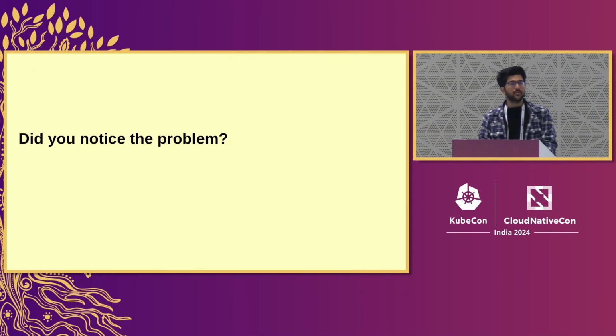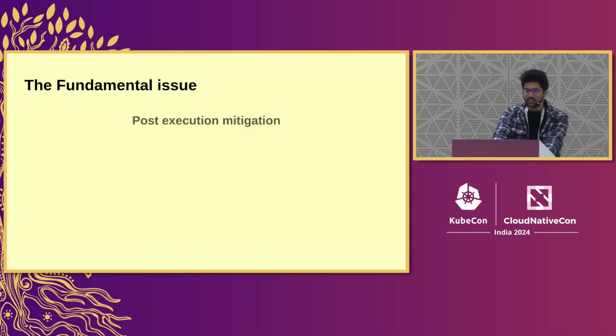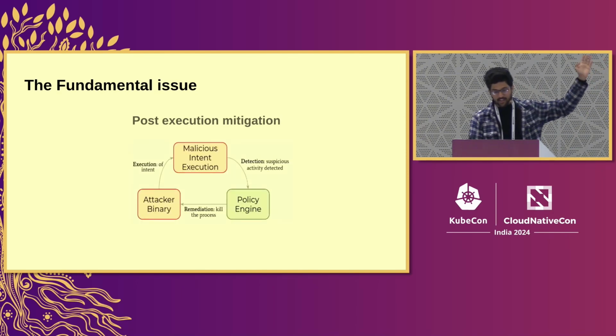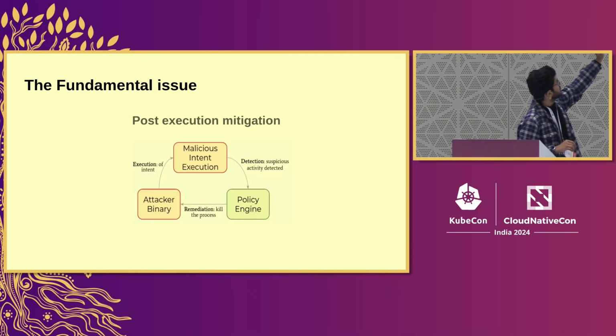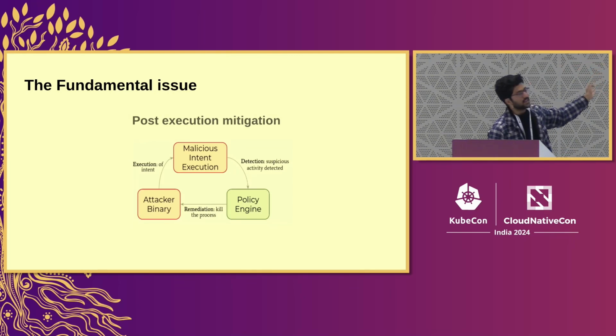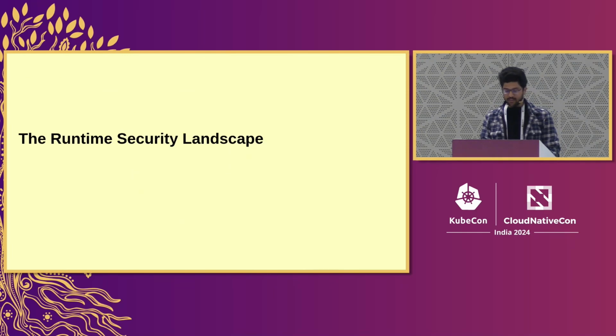But did you notice the problem here in both the user space and the kernel space runtime enforcement? Absolutely. The fundamental issue is post-execution mitigation, which is just a fancy word for killing the things after observing it. So first we see malicious intent execution, we detect it, then there is a policy engine which basically kills the process, and the first thing was the attacker executing the binary. How can we solve it?